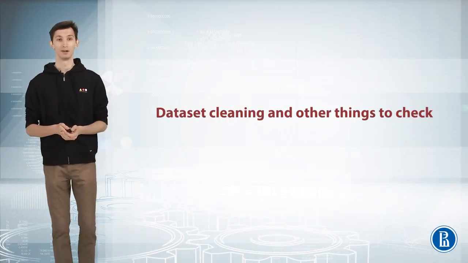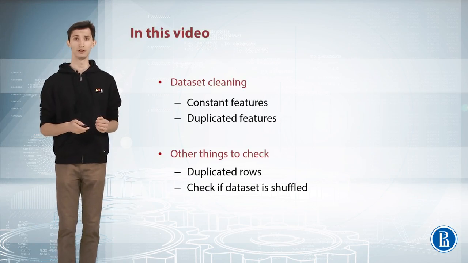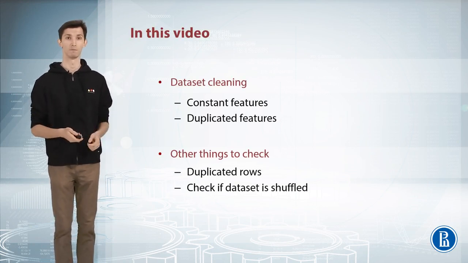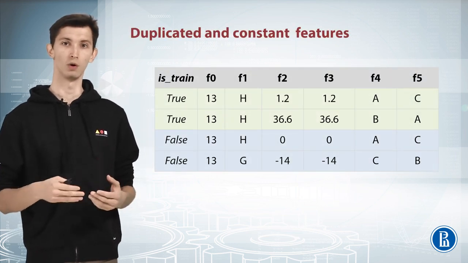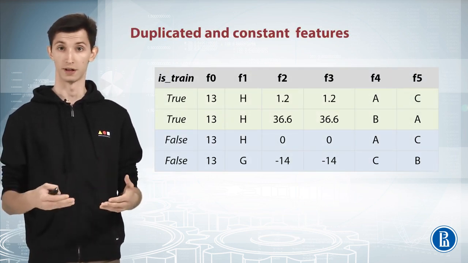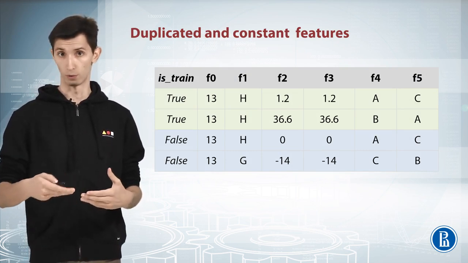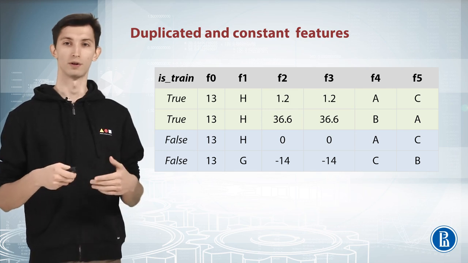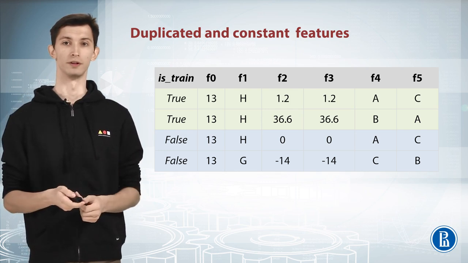Hi! In this video, we will discuss a little bit of dataset cleaning and see how to check if dataset is shuffled. It is important to understand that the competition data can be only a part of the data organizers have. The organizers could give us a fraction of objects they have or a fraction of features. And that is why we can have some issues with the data.